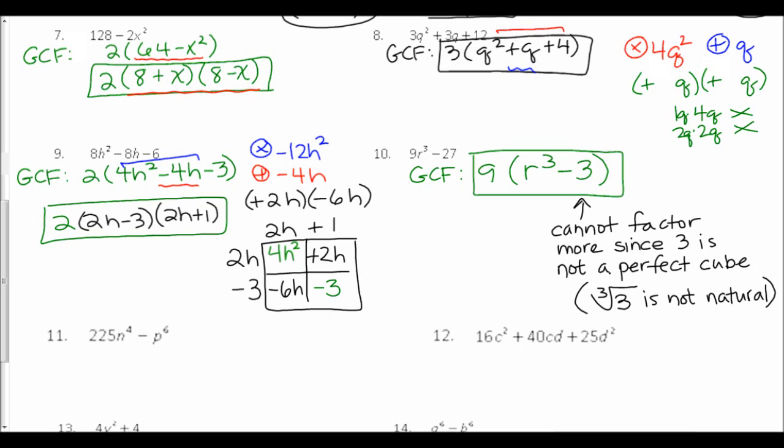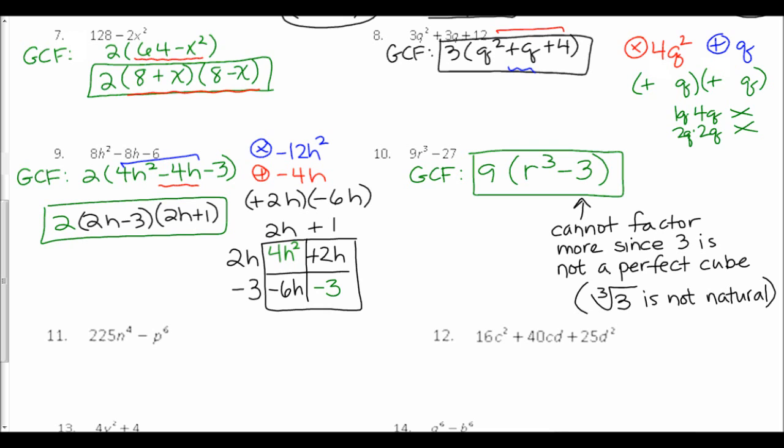On number 8, I take out a 3 as the GCF, and then I have q squared plus q plus 4. Well, I would think that probably q squared plus q plus 4 might factor some more. So I tried to do the product sums over there on the right, and I couldn't get 2 things that multiplied to 4q squared and added to 1q. So I know that that one was done.